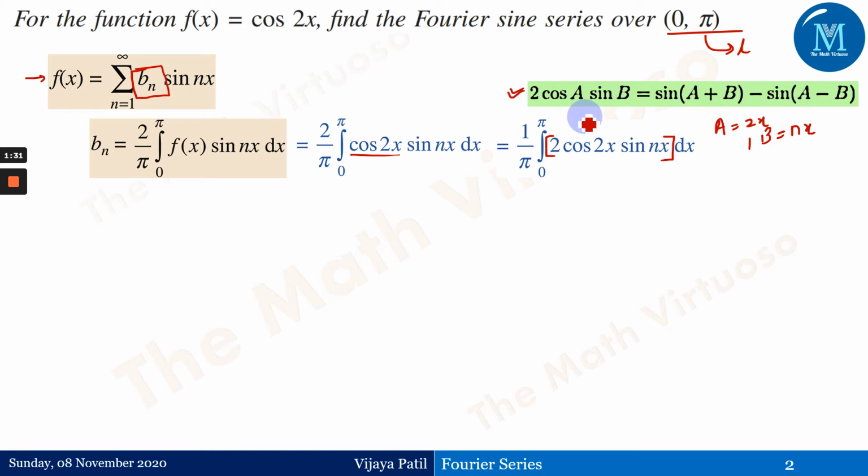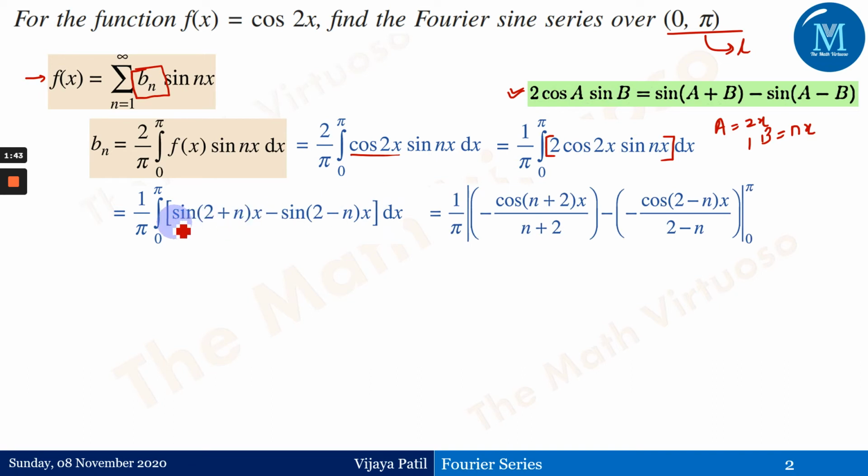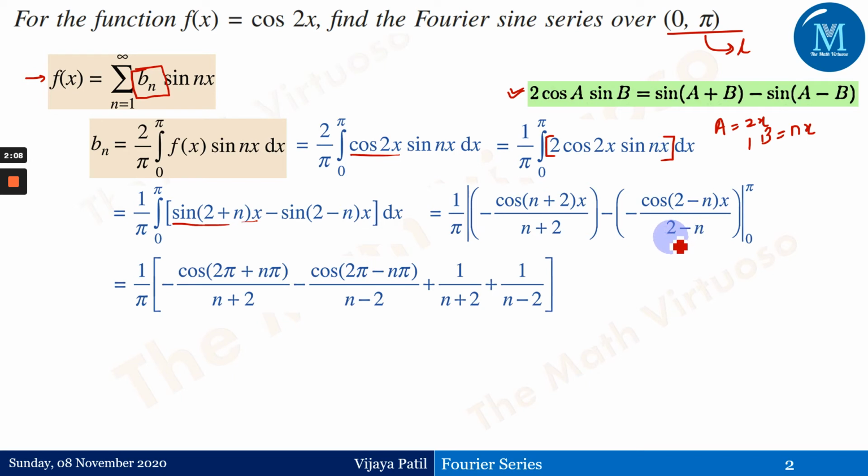So if we substitute these values here, the formula goes as 1 by pi integration 0 to pi of sine of 2 plus n times x minus sine of 2 minus n times x dx. Then taking the integration of sine of 2 plus n times x, which will give me minus of cos of n plus 2 x upon n plus 2. Similarly, the second is minus of minus cos, because the integration of sine is minus cos, along with the differentiation of the angle in the denominator. And that is why we have got n plus 2 and 2 minus n in the denominator, 0 to pi.